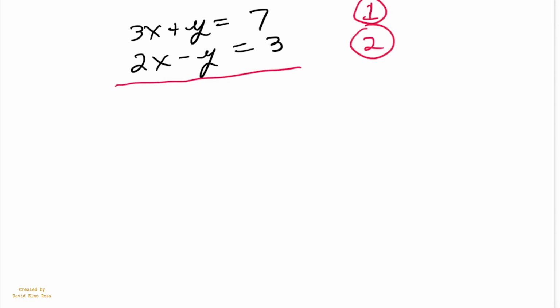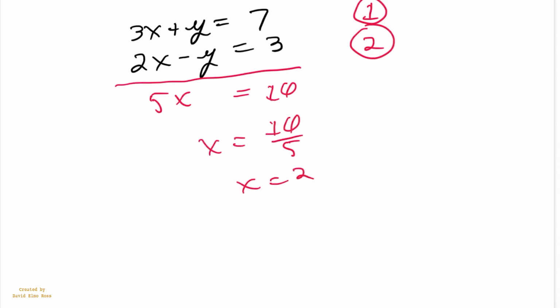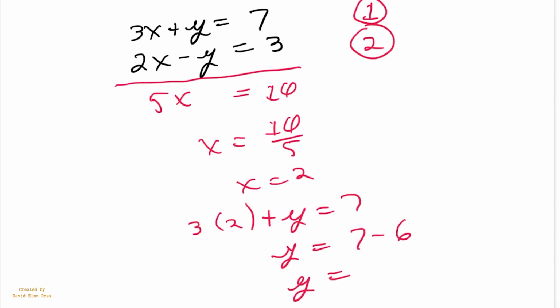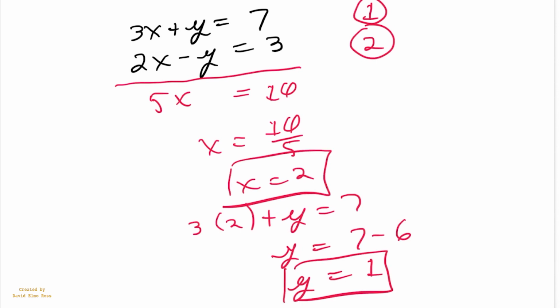Now if we were to add these directly, 3 plus 2 is 5x, y plus minus y is 0, equals 7 plus 3 is 10. Therefore x is going to be 10 over 5, so x is going to equal 2. Substituting this back into equation number 1, we have 3 times 2 plus y equals 7, and this is going to be y equals 7 minus 6, so y is equal to 1. And that's exactly the same solution that we got graphically.